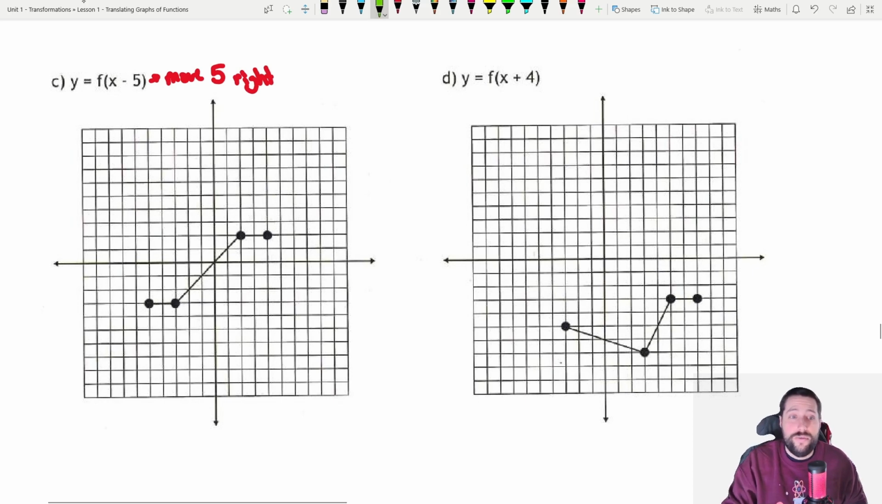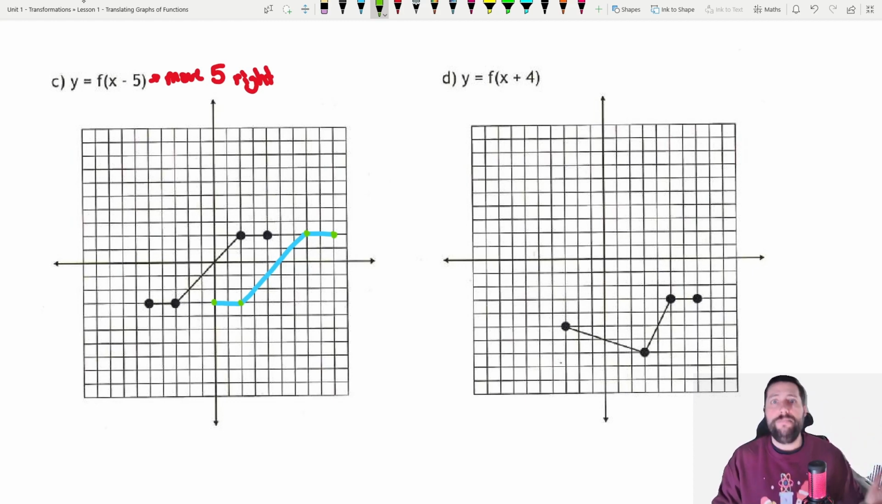So let's go ahead and do that. Each point is going to move 5 to the right. We're going to graph these points. Again, whenever it's in the bracket for h, you just do the opposite.